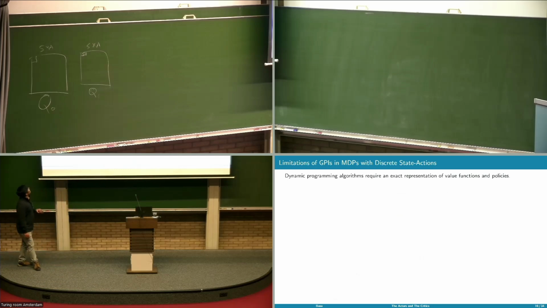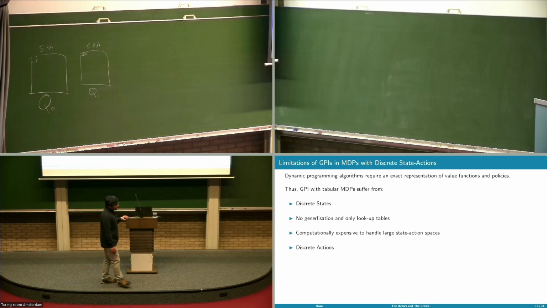Okay. So now, what is the limitation of this type of thing when we work in discrete state action spaces? The first thing is the dynamic programming algorithms either require exact P and R or models that we have learned of P and R. And generally the GPI in discrete state action space suffers from these things. Obviously discrete states: if you think of any control problem, most of the interesting ones have continuous state. Again, most continuous control problems have continuous actions.